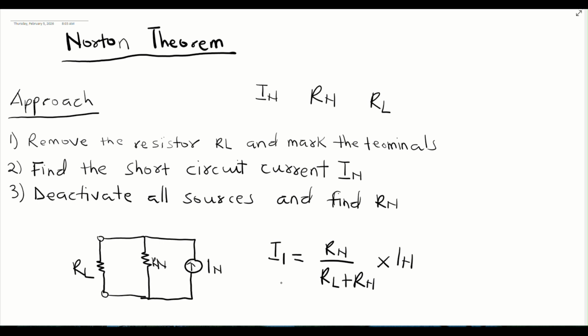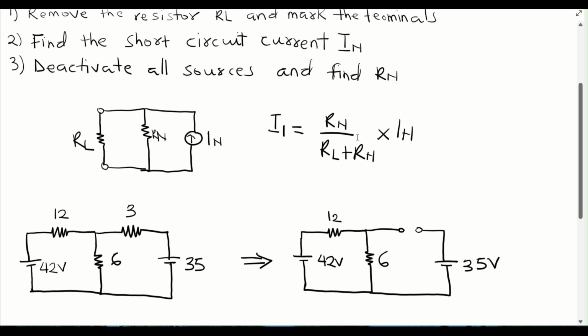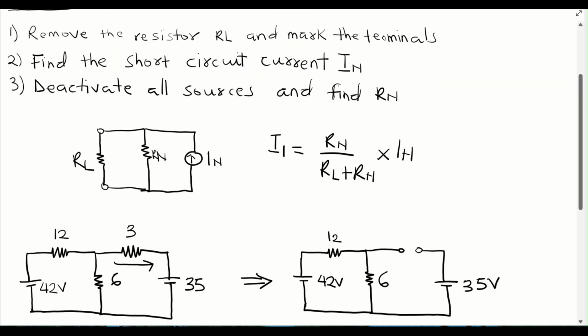Without wasting my time, we will take one question and then we'll use Norton's theorem to find the current that is flowing through a resistor. So let's just say we have this question. We want to find the current that is flowing through this 3 ohms resistor. Now, we are going to use the approach that we have over here to solve the Norton's theorem questions.